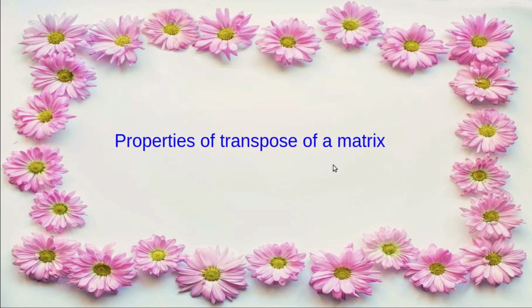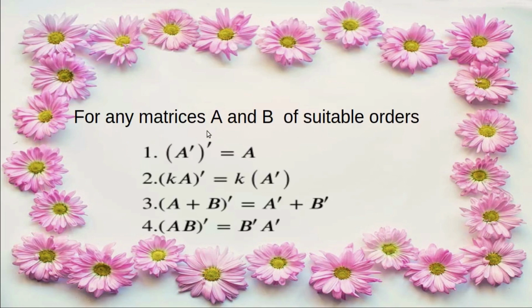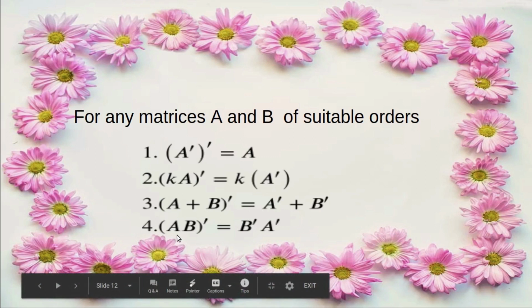Properties of transpose of a matrix. For any matrices A and B of suitable orders, first one: A transpose transpose equal to A. Second one: kA transpose is k into A transpose. Third one: A plus B whole transpose is A transpose plus B transpose. Also we have A minus B whole transpose is A transpose minus B transpose. And fourth one: AB transpose is B transpose into A transpose.